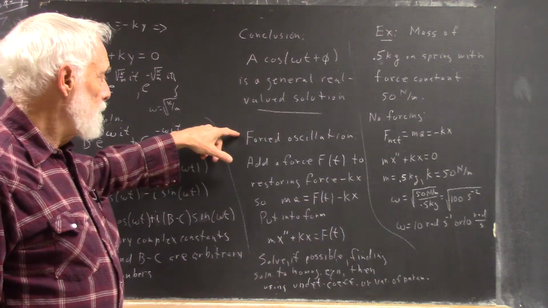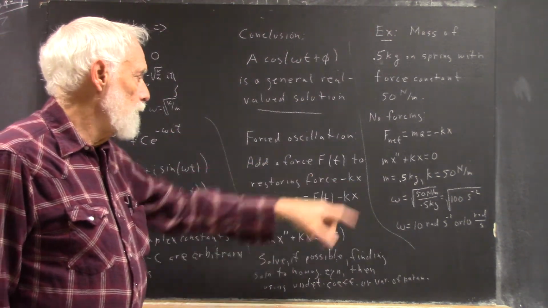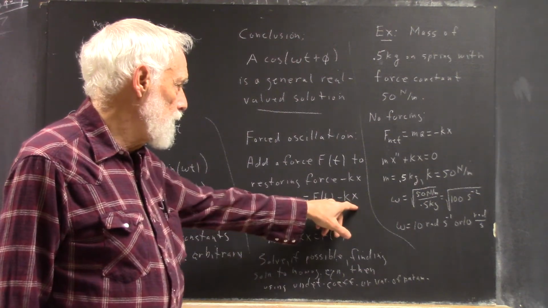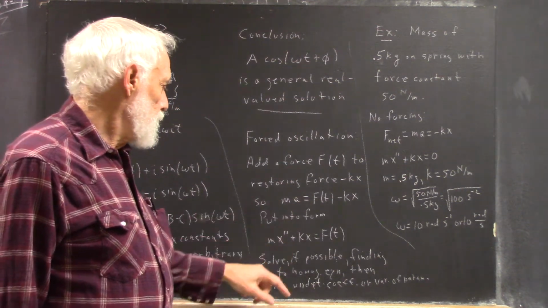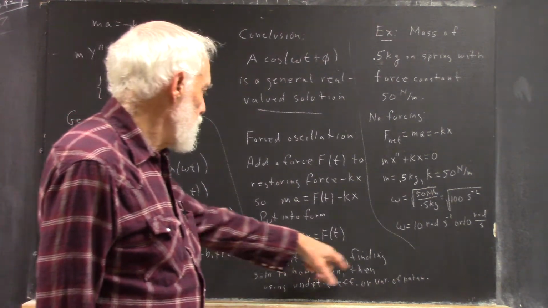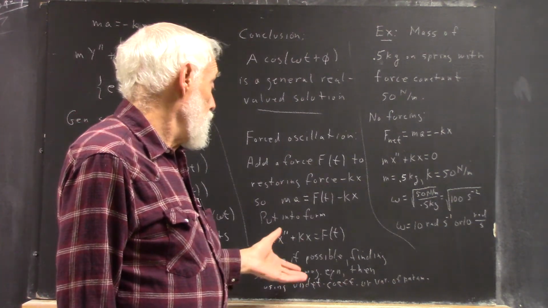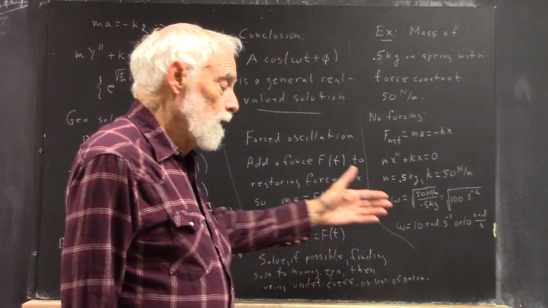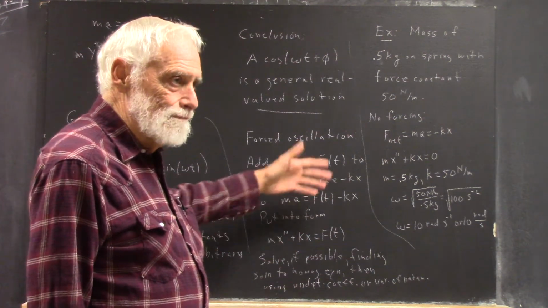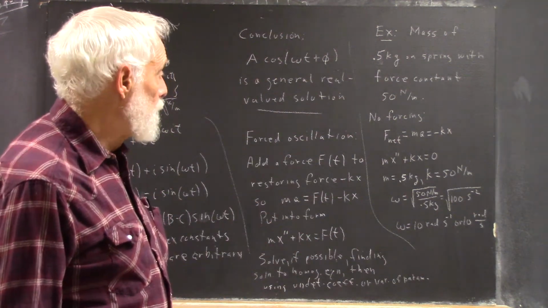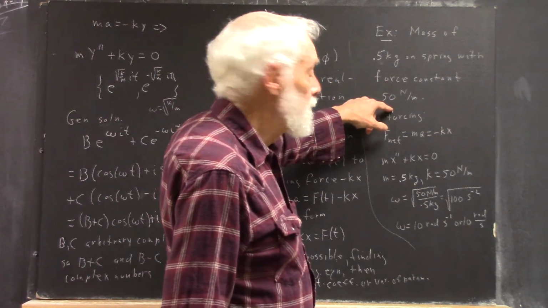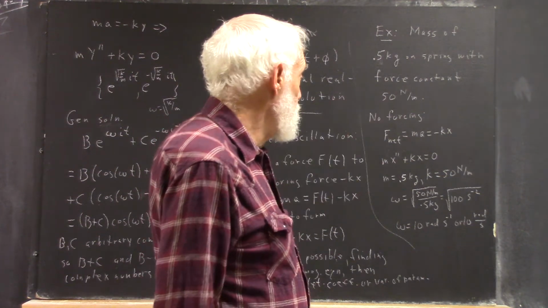Forced oscillation then, you add a force F of t to the restoring force negative kx, and your net force, mass times acceleration, is F of t minus kx, goes into this form, and we can solve this, if possible, finding a solution to the homogeneous equation using undetermined coefficients or variation of parameters to hopefully find integrals that give us a function for the driving function, F of t.